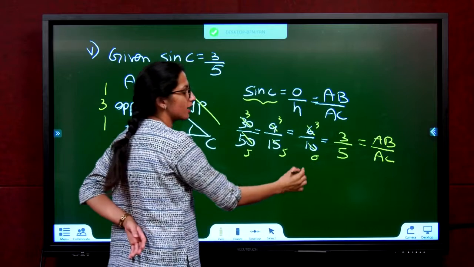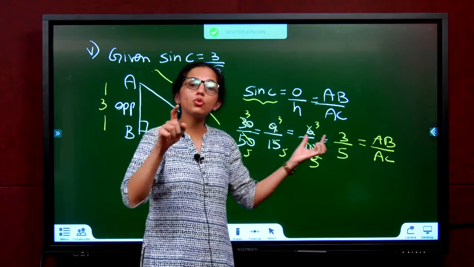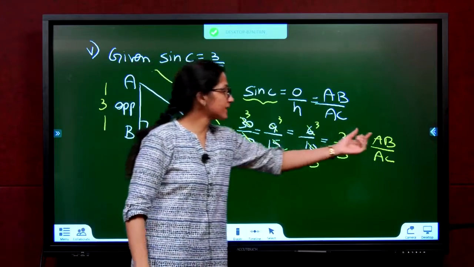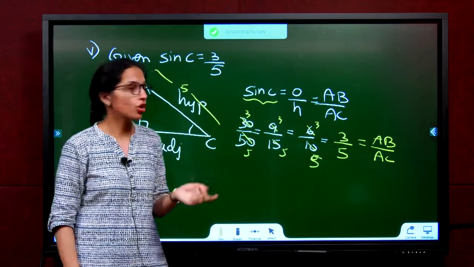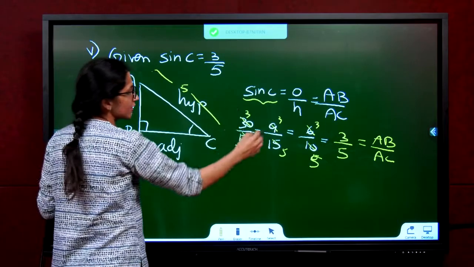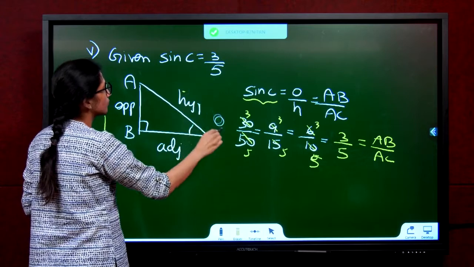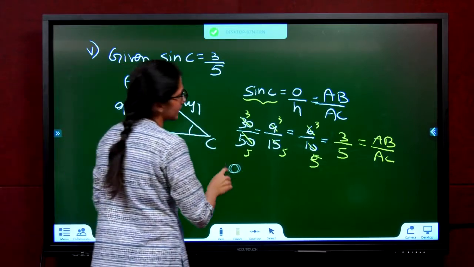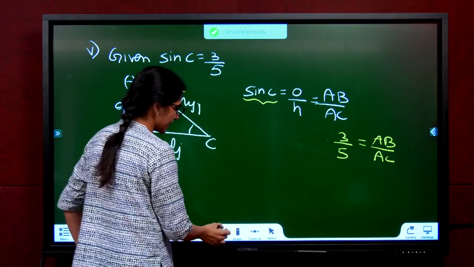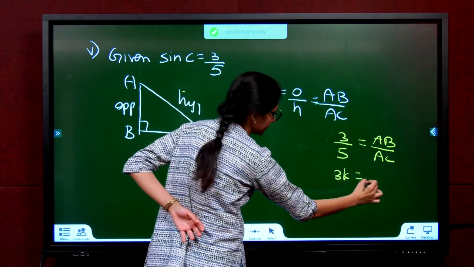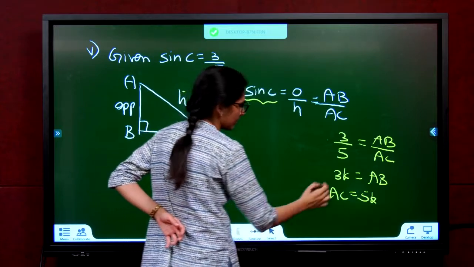So when you have ratio answers, you don't know which value of AB you are talking about, because you have the simplified ratio. Is AB 3 or 6 or 9 or 30 or something else? You don't know. So if sine C is equal to AB by AC and they give you the value of sine C, what are we supposed to do? In such a case, you take AB as 3K and AC as 5K.